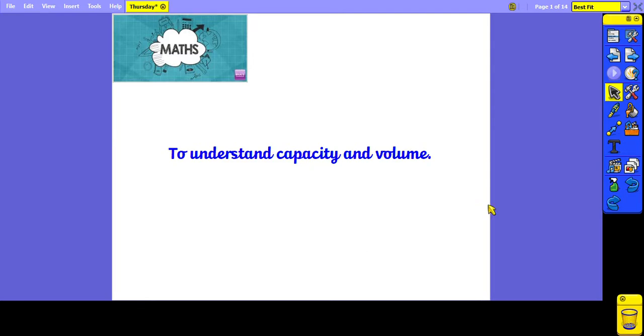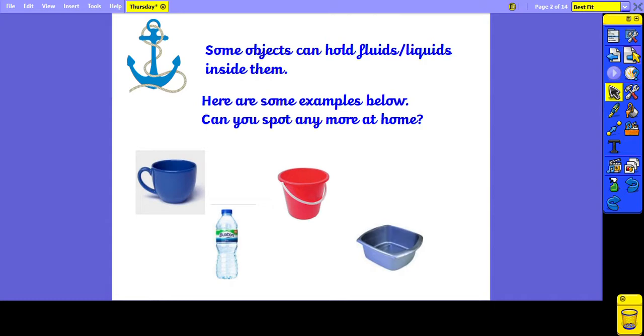Today's maths lesson is all about understanding capacity and volume. So our anchor today: some objects can hold fluids and liquids inside them, and there are some examples here below. So we've got a cup, a bottle, a bucket and a washing up bowl. Can you spot any more at home?